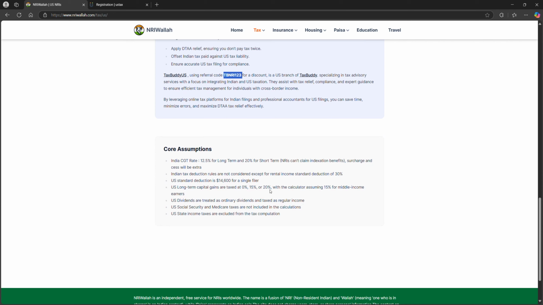The calculator or estimator has made some assumptions. As you know, the Indian CGT is 12.5% and 20%. For tax deductions, only the rental income is considered, at 30%. The US has a standard deduction only for single filers, which is 14,600. US long-term capital gains are 0, 15, 20%, but it assumes 15% for middle income earners, so it does not consider low income such as 40,000. US dividends are treated as ordinary dividends and taxed as regular income. Social security and Medicare are not included, and state income taxes are also not included.